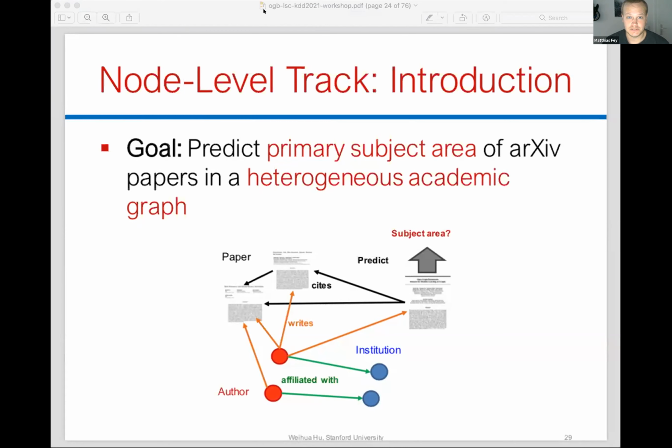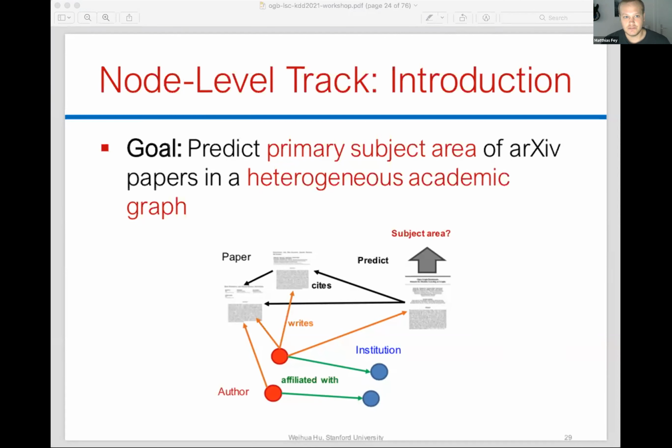I will first give a brief introduction to the data set and the task before each winner presents their solution in a 10-minute presentation. And after that, we will have a 15-minute Q&A session with all the speakers.